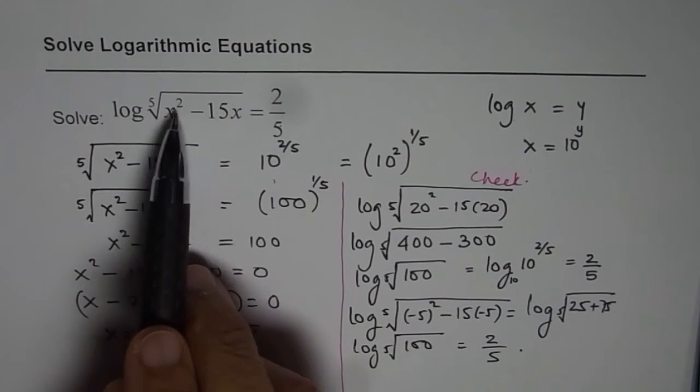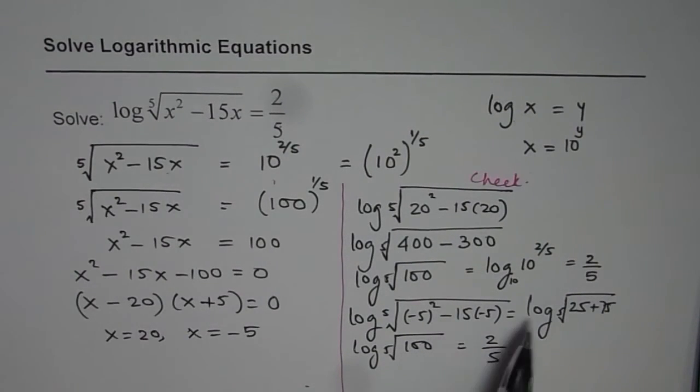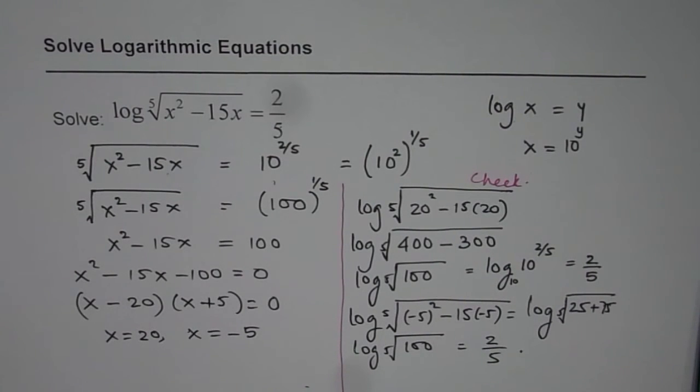Since we have x squared here, the negative value becomes positive, and so it worked for us. I hope you understand and appreciate how we did this question. Take a good look at it and try to understand the strategy.